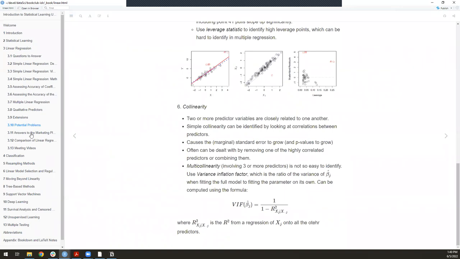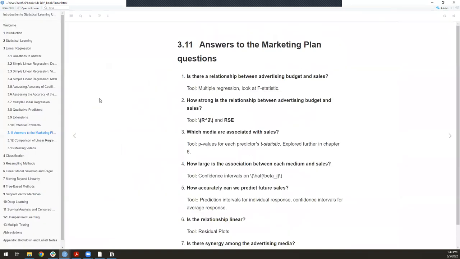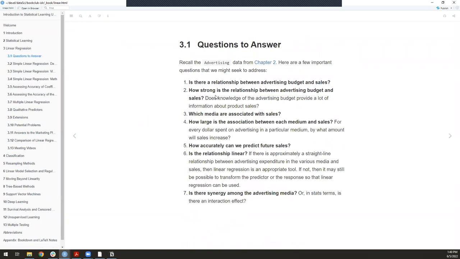Okay, so that's that section. The next section of the book goes back to this marketing plan thing from the very beginning. Kevin just disconnected, but that's not a big surprise. At the very beginning, the book asked a lot of questions about the advertising data. And now these same questions, I'm going to repeat them again.